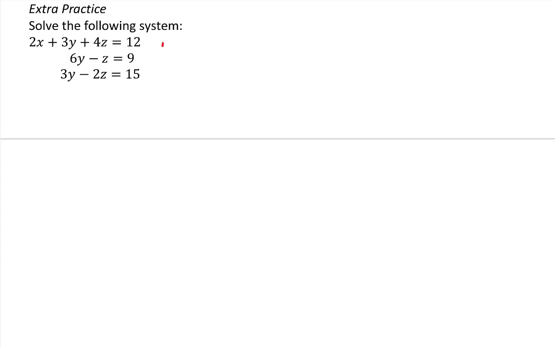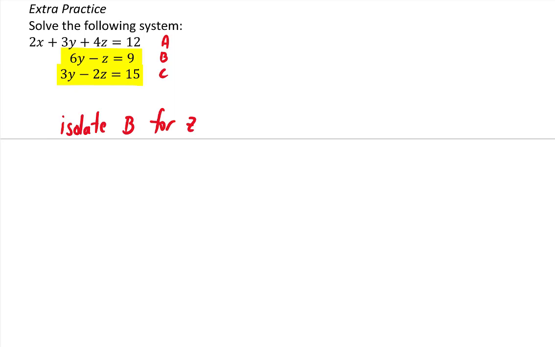First step, let's label our three equations, A, B, and C. We're going to start with these two equations here because notice they only have two variables, and that's what we're accustomed to solving. And since we're using substitution, looking at those two equations, B and C, I see that the Z is easiest to isolate for in equation B.